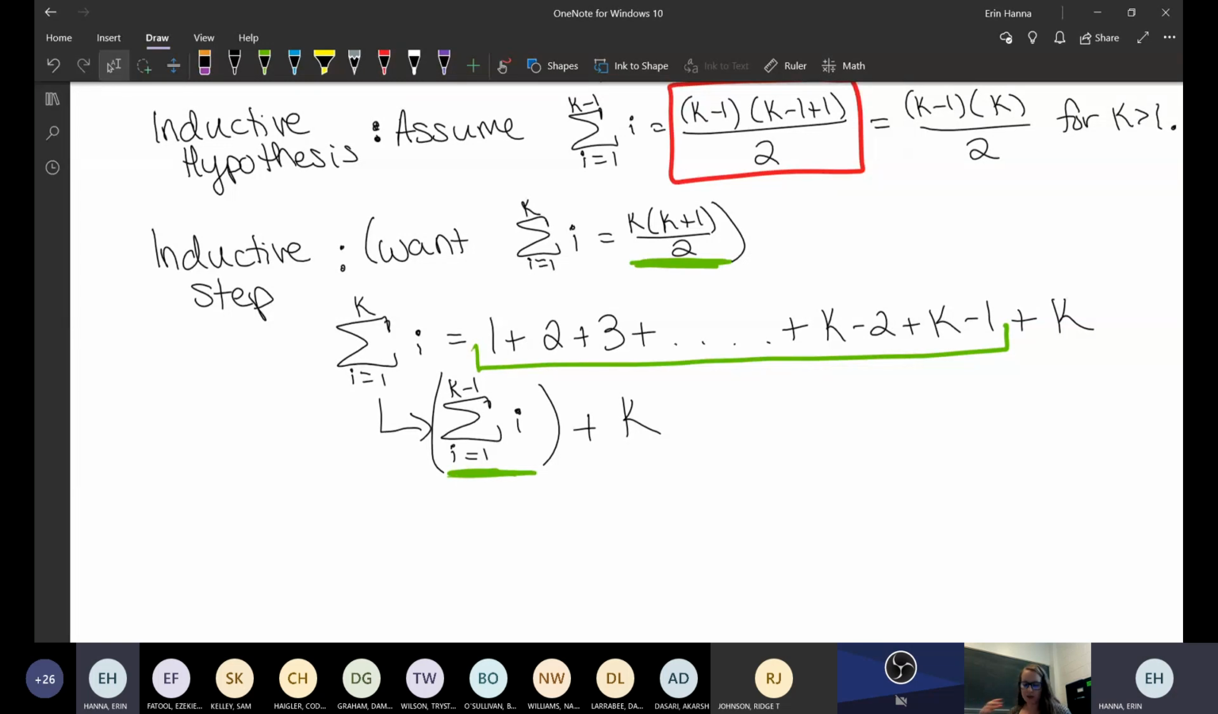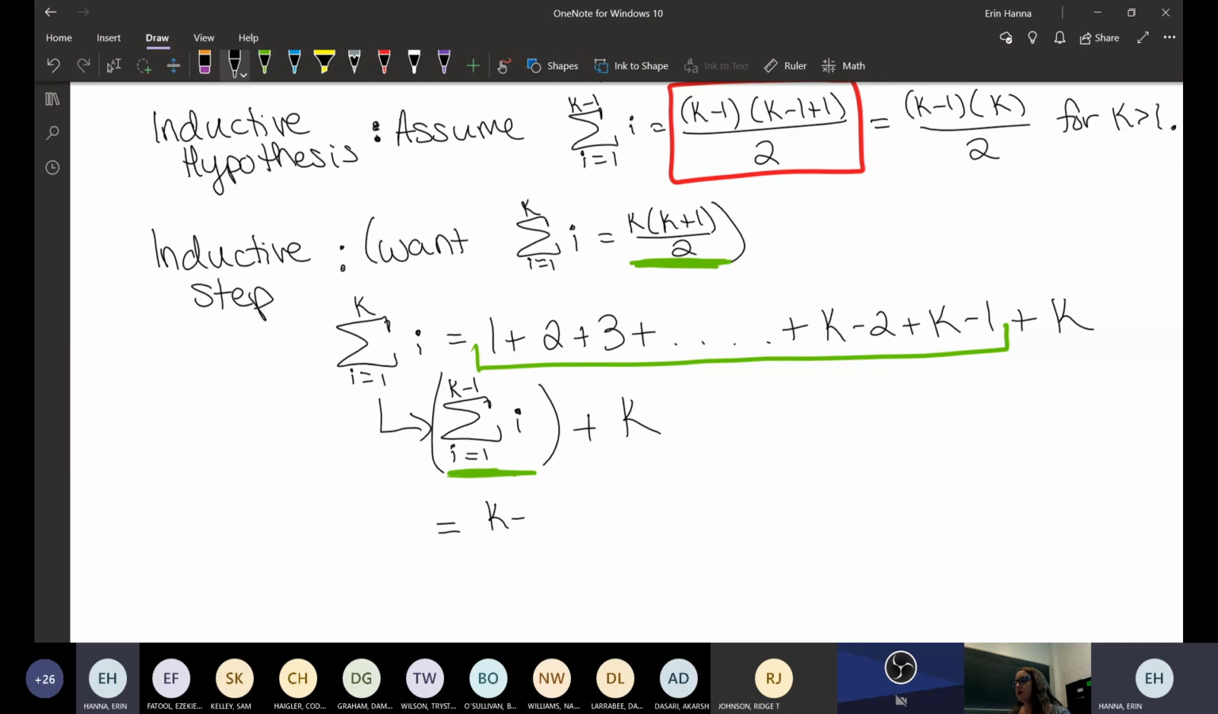So we're going to take that green piece and replace it with the thing inside the red box. What we get is k minus 1 times k minus 1 plus 1. I actually think we are going to use the simplified version. Who cares? And then plus k. So I've taken that entire green piece and replaced it with what was in that red box above.